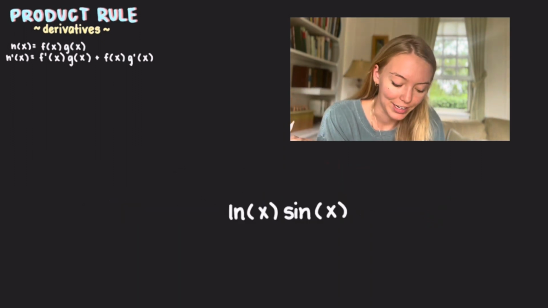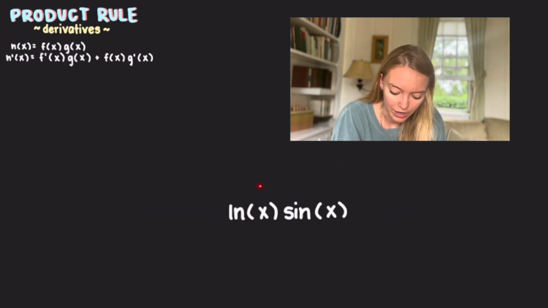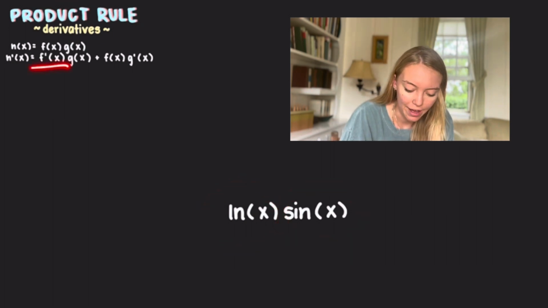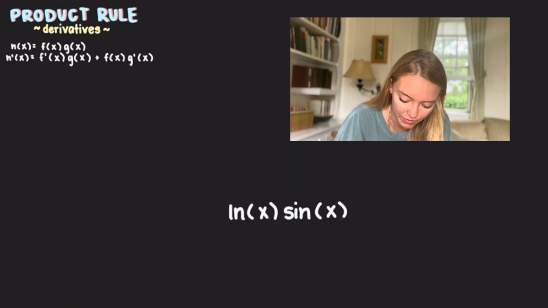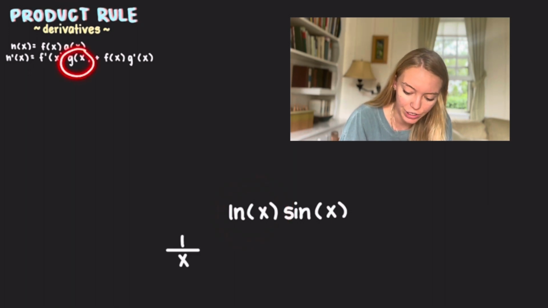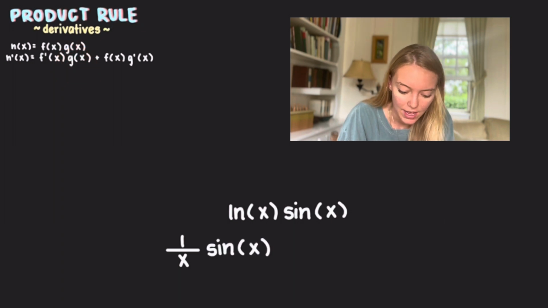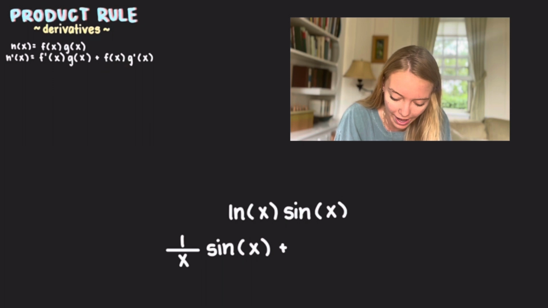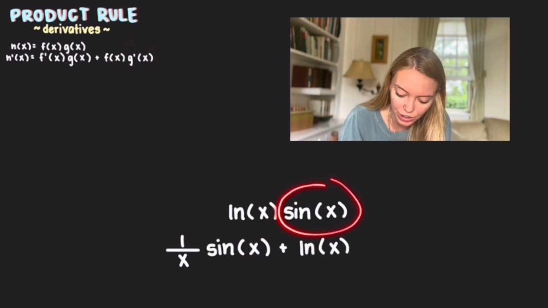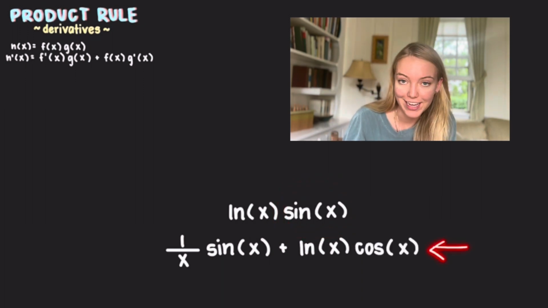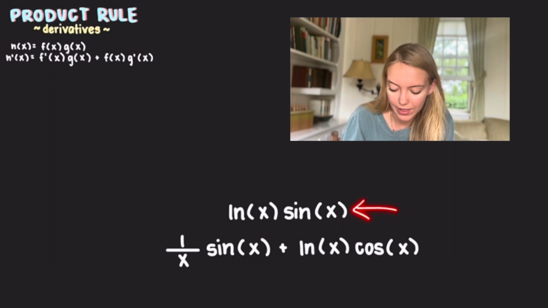Let's try another example. So here's our f of x and here's our g of x. First step, f prime of x. The derivative of our f of x is 1 over x times regular g of x. That's just times sine x. Then we're going to add f of x like normal, so add ln of x times the derivative of g of x. This is our g of x, so our derivative is going to be cosine x. So this function here is going to be our derivative of this one.